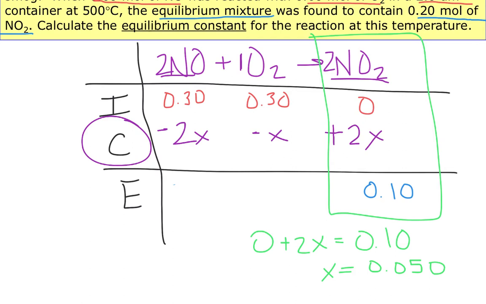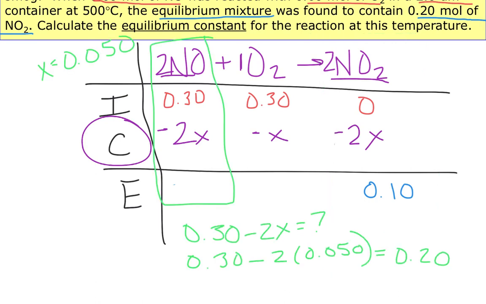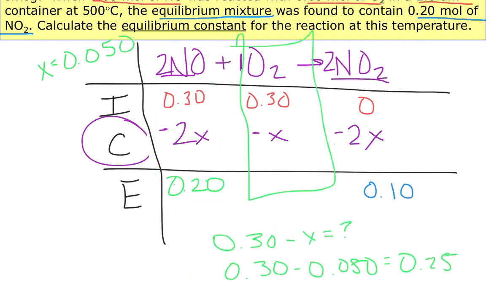So setting this up, we have 0 plus 2x equals 0.1, and so 0.1 divided by 2 gives an x of 0.05. Now we can use this x on the reactant side. First, let's use that for the nitrogen monoxide, so 0.3 minus 2x, and then if I let x be 0.05, but I double that to 0.1, 0.3 minus 0.1 is 0.2. So our equilibrium concentration for the nitrogen monoxide is 0.2 molar. And finally, for our oxygen, we have 0.3 minus x, so 0.3 minus 0.05 leaves 0.25. So that's our equilibrium concentration for the oxygen.